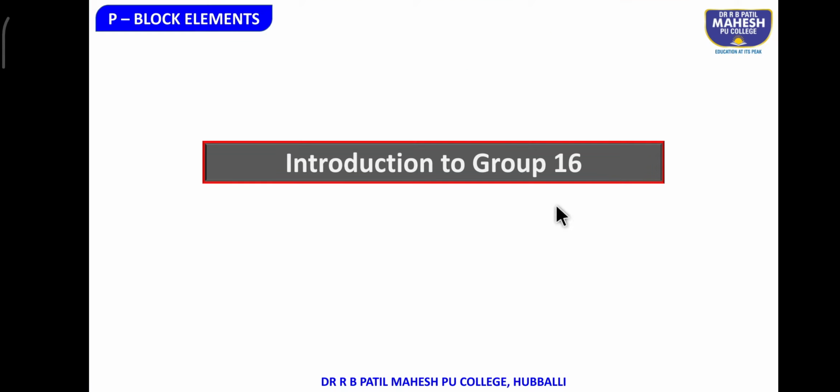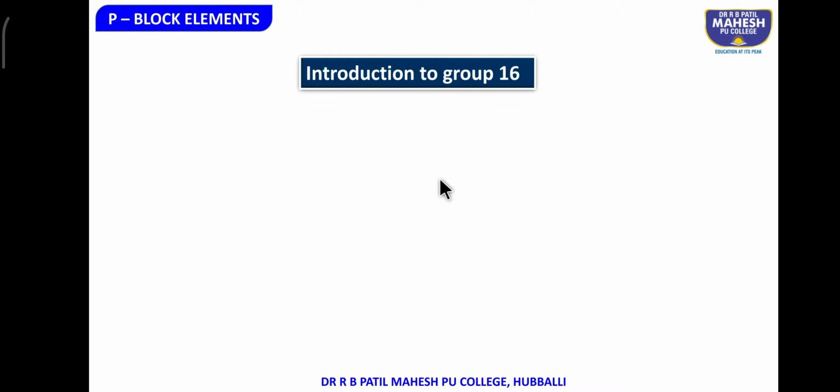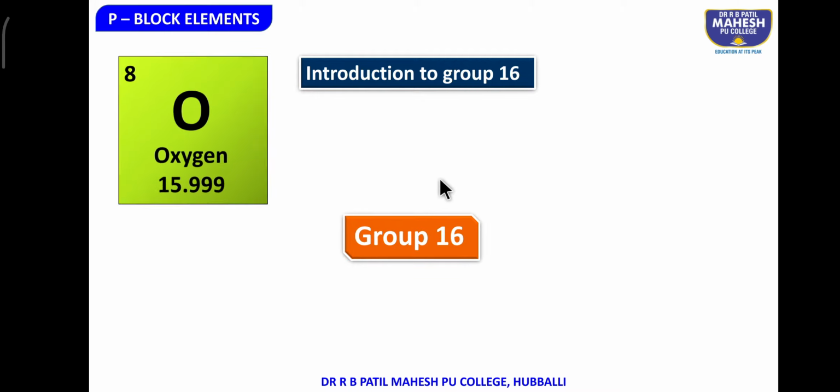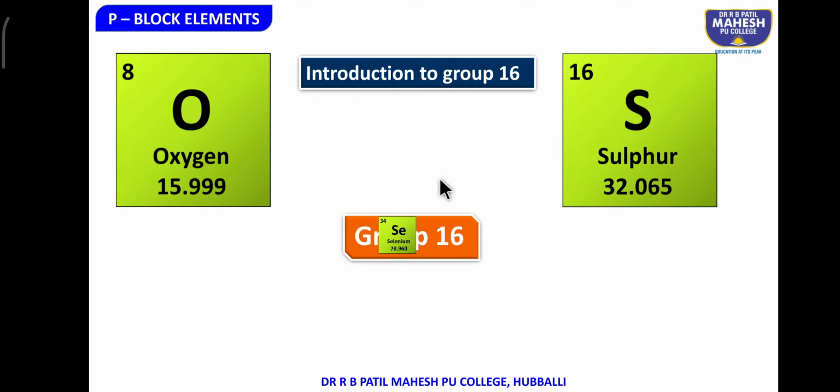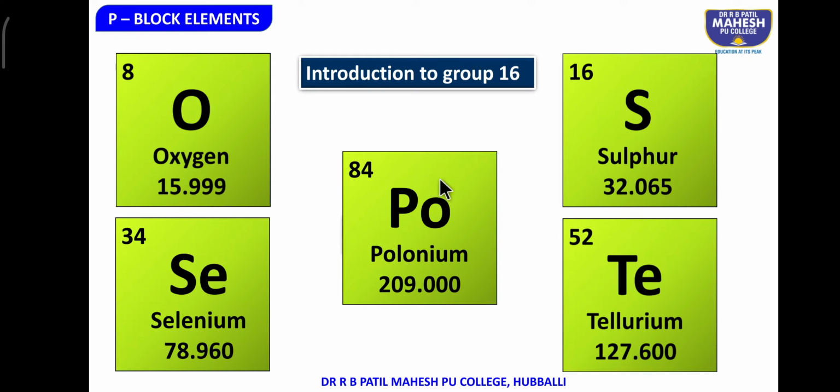Let us begin this lecture with group 16. In previous classes, you already studied group 13, 14 and 15 elements. In this class, you are going to study elements related to group 16, that is the oxygen family. Introduction to group 16 elements. Group 16 starts with oxygen followed by sulfur, selenium, tellurium and polonium. Polonium is a radioactive element.